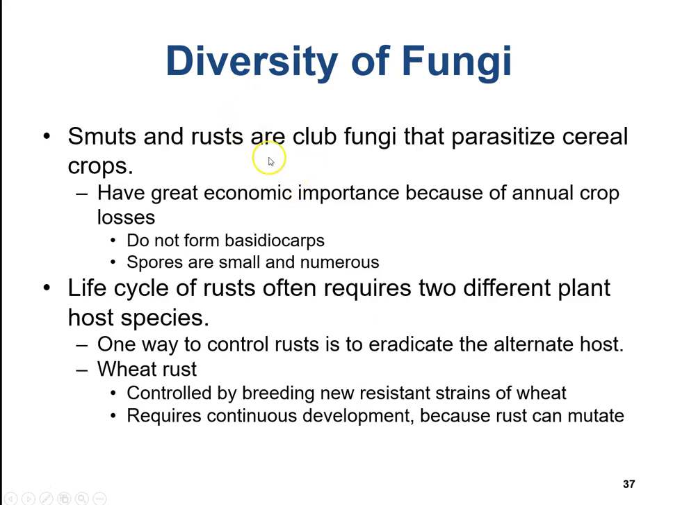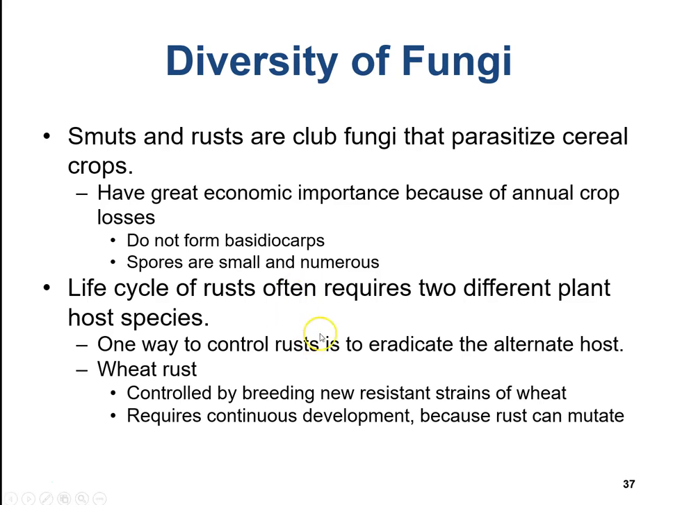Okay, so again, within the club fungi, I mentioned these smuts and these rusts, so a little bit more about them. In particular, they usually will parasitize cereal crops, right? Like rye and wheat and things like that. And so they are a particular problem for those types of crops. It's something that the farmer, the industry has to deal with, because they can decimate these really important crops. These guys don't form basidiocarps. They just have these spores that are super small, and there's tons of them. And so it's easy for them to be transmitted.